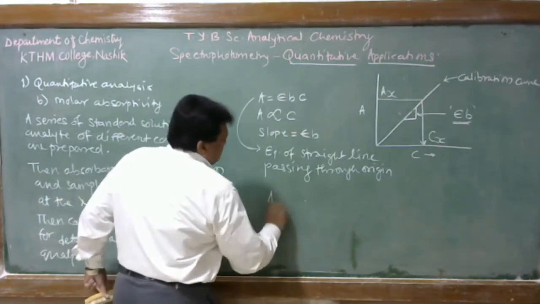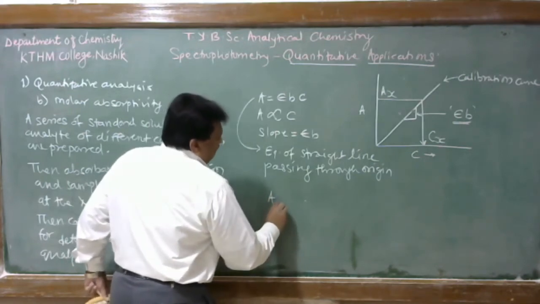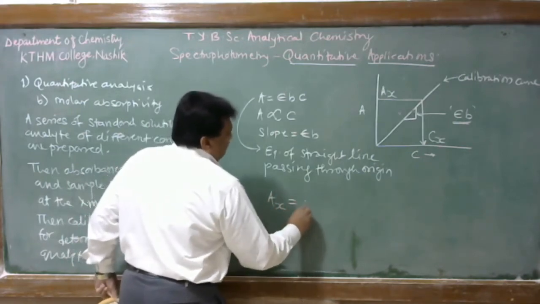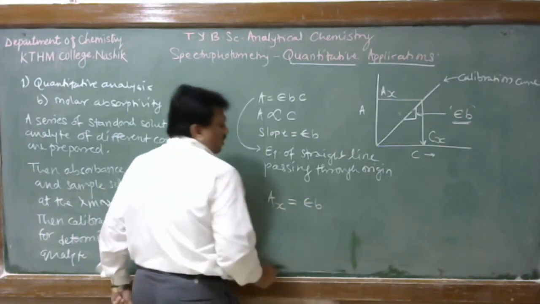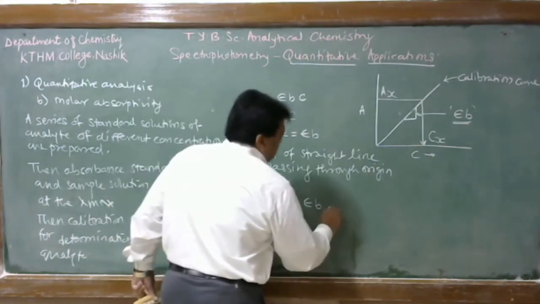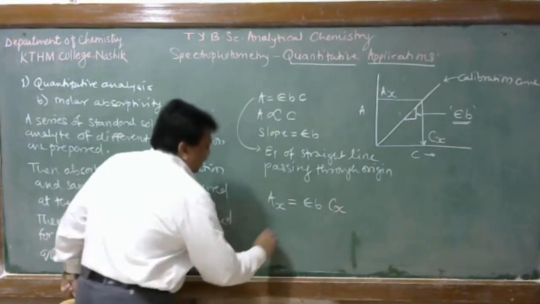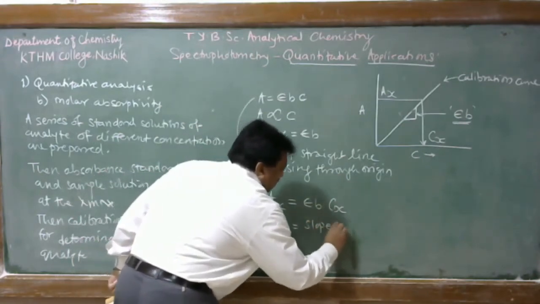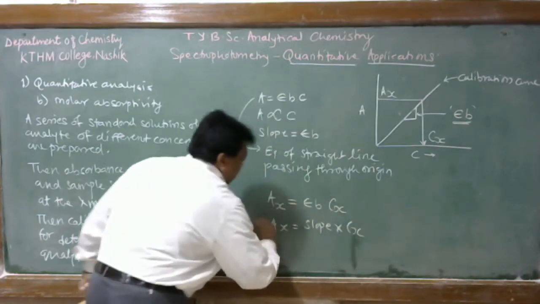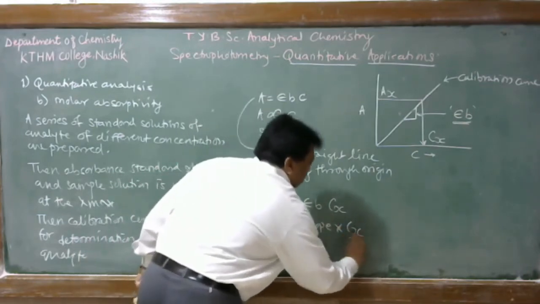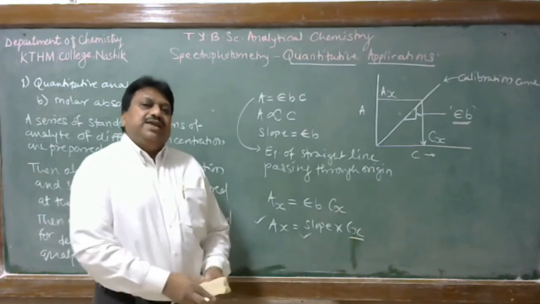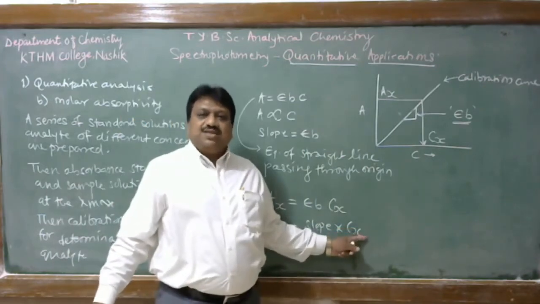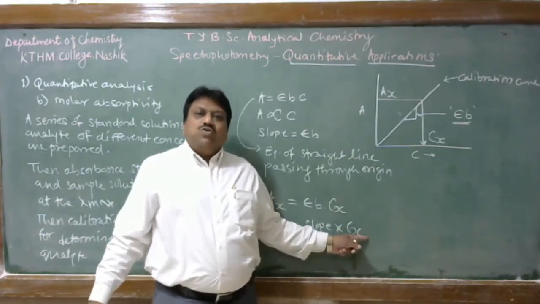Therefore in this case the absorbance of the sample is measured, then epsilon b is calculated from the slope and Cx can be determined. Therefore Ax is equal to slope into Cx. Here Ax is known, slope is known, and Cx we can determine by using this proportionality constant epsilon b, or molar absorptivity.